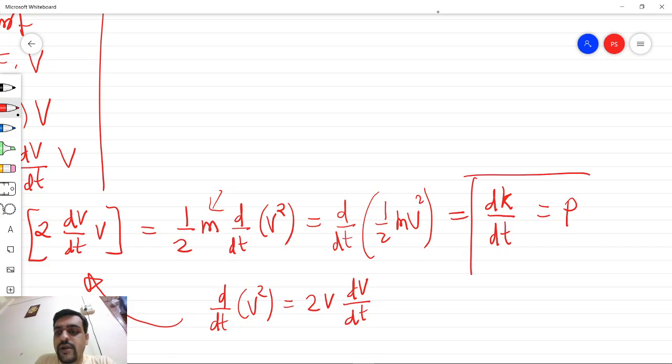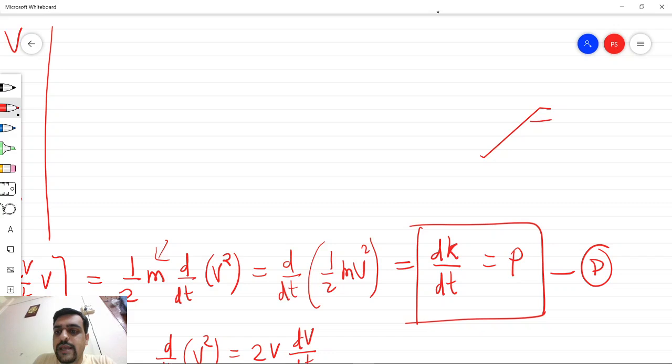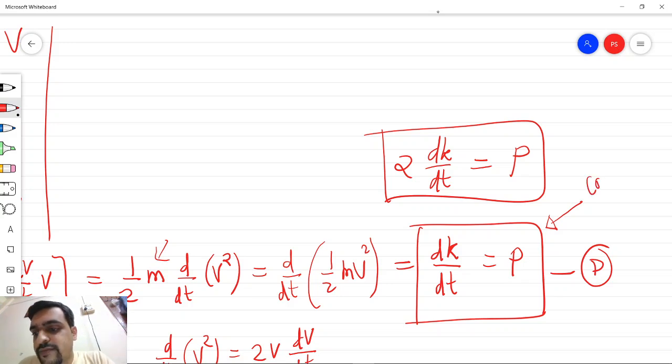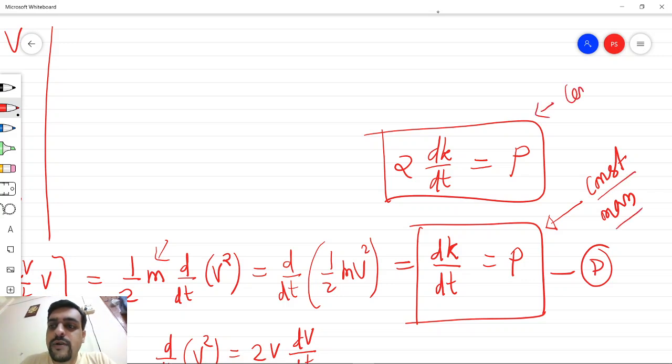So we get dK by dt is equal to P. Now if we compare this result with the case of conveyor belt, in case of conveyor belt, the power required for keeping the system moving was twice the case for constant mass system. This result is followed for constant mass system, and this result is followed for conveyor belt, which is a variable mass system.